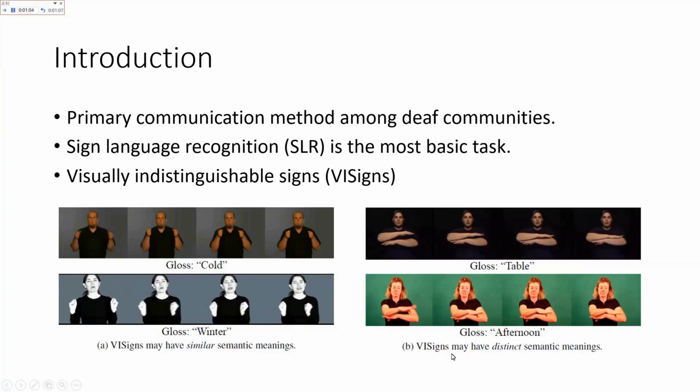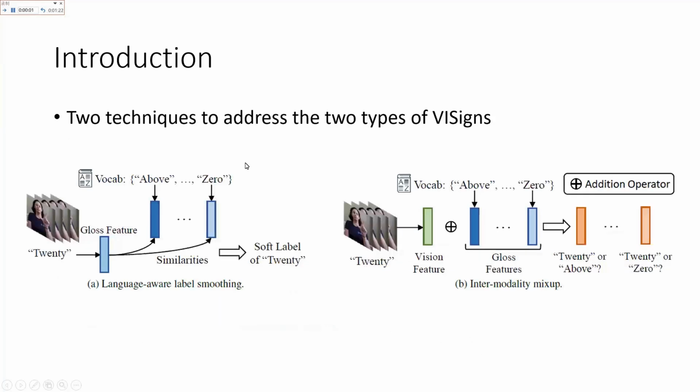The second type is VI signs with distinct semantic meanings. For example, the sun, table, and afternoon are quite different in terms of semantic meanings, but they still look similar to each other. In this paper, we propose two techniques to address the above two types of VI signs.